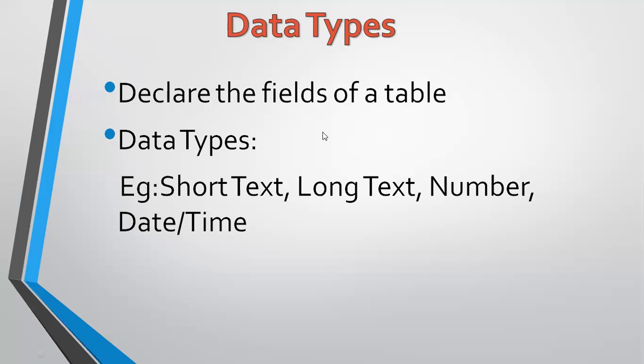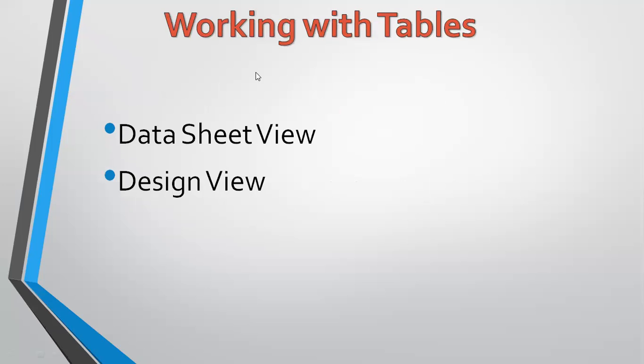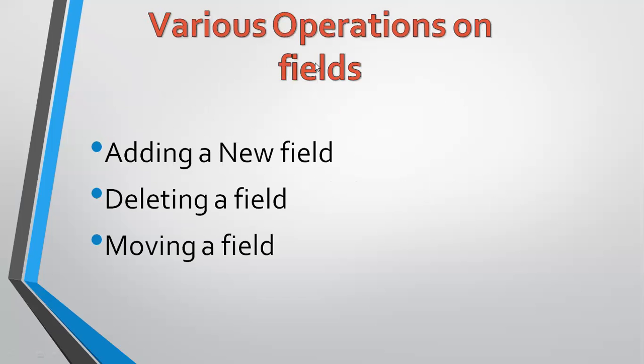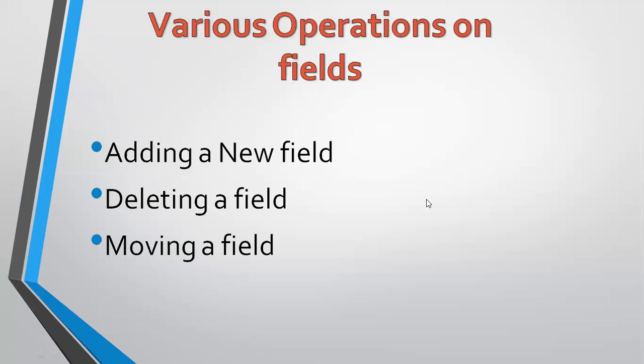So students, in this chapter, we have learned about data types, and how data types are declared in the field of a table. Then we have seen the two different views, design view and datasheet view. Then we have seen the various operations available on the field, that is adding a new field, deleting a field, or moving a field. Then the last topic we saw in this chapter was sorting.